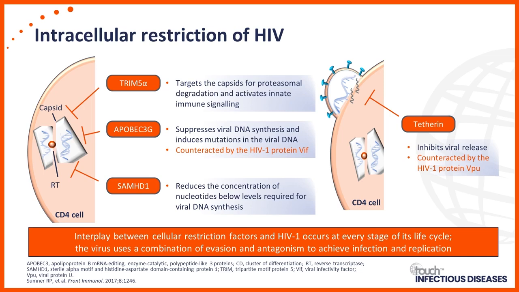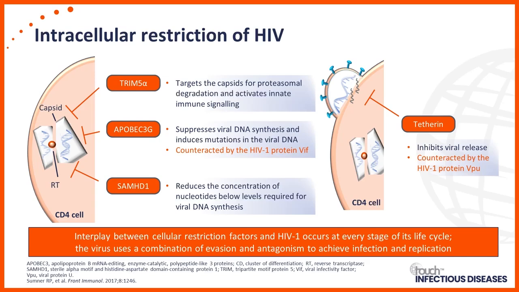APOBEC3 and especially APOBEC3G suppresses viral DNA synthesis by inducing a hypermutation in the viral DNA. The HIV Vif protein counteracts this cellular restriction, and remarkably, HIV actually uses the induced mutations to increase its viral diversity. That's why HIV has a G to A hypermutation rate. Several of the antiviral drug resistance mutations carry the signature of being APOBEC3G induced mutations.